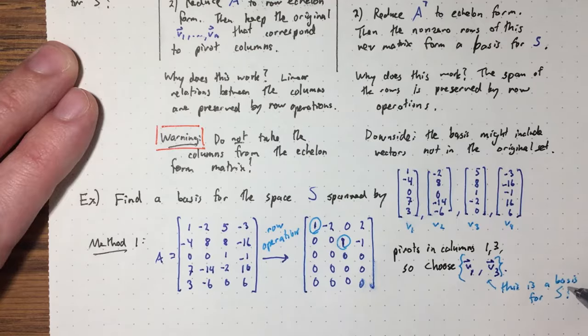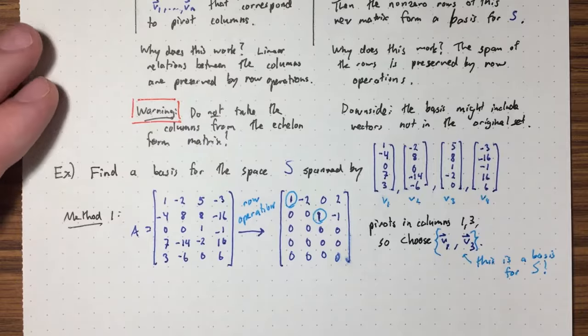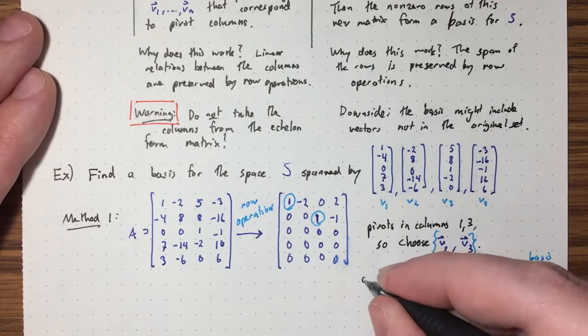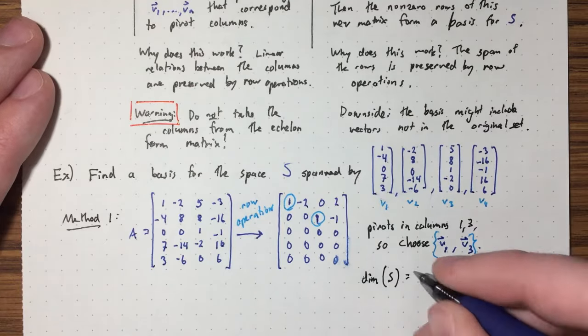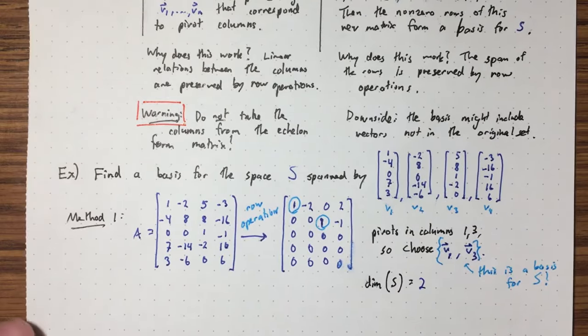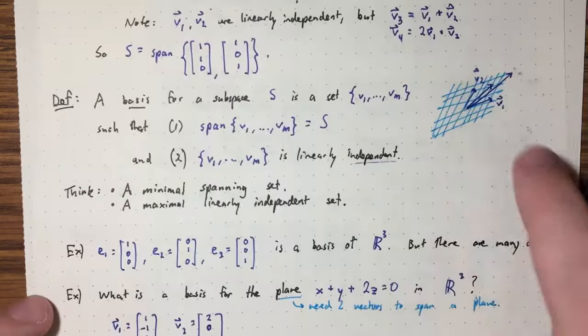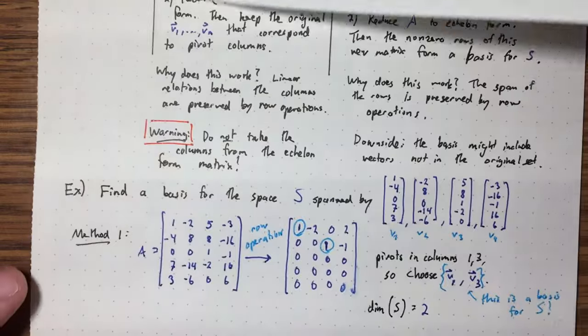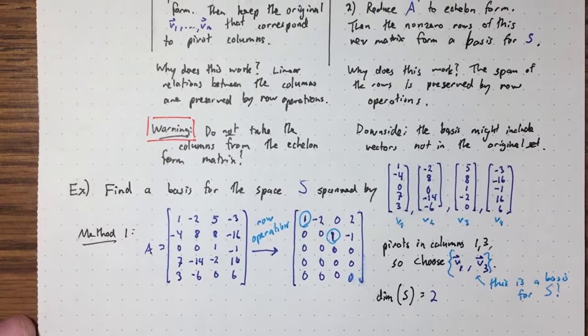Okay, so I didn't need all 4 of these. It turns out I only needed 2 of them. What is the dimension of my subspace S? Well, it's 2. Right? So that tells us that actually these 4 vectors, very similar to this picture, span a 2-dimensional plane in R5 this time, in 5-dimensional space.